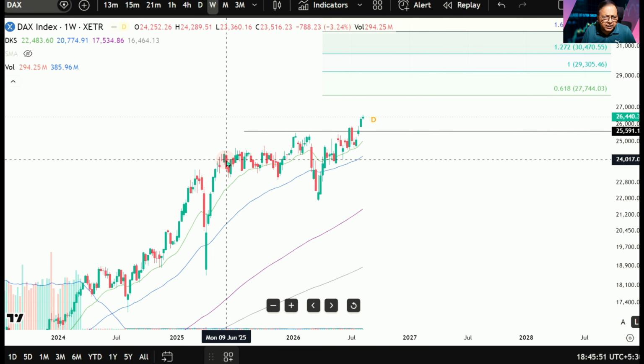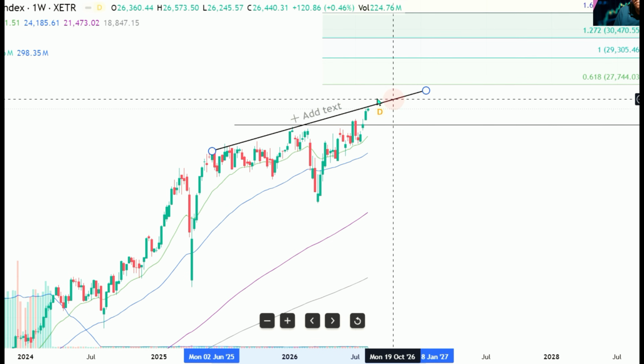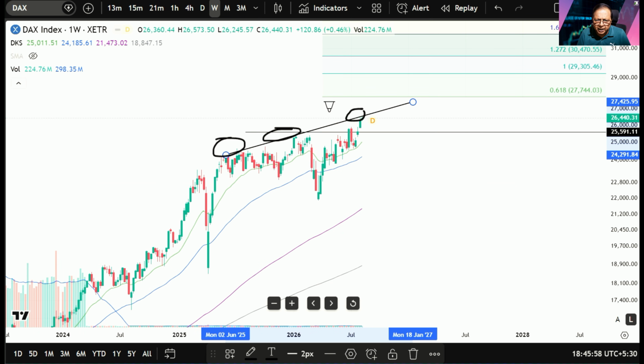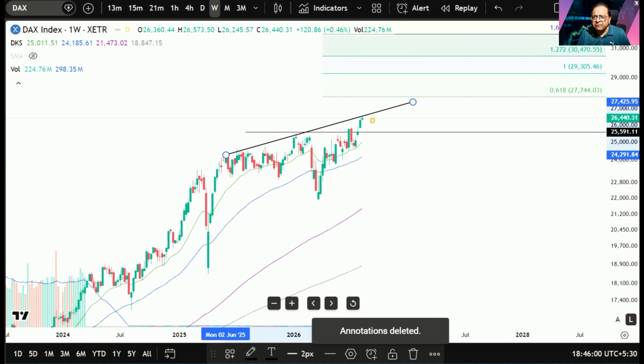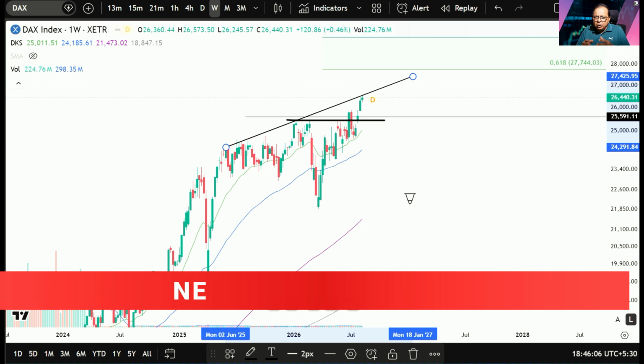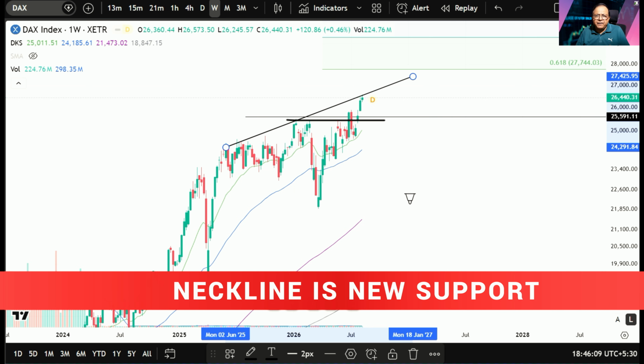However, if I draw the resistance line, price has reached to the resistance area. You can see multiple price rejection over here, and so there is a loss of upside momentum in this index. Where is the support? This is the neckline area at around 25,500 to 25,600 zone should act as a support in this index.